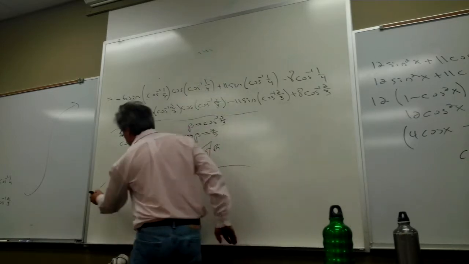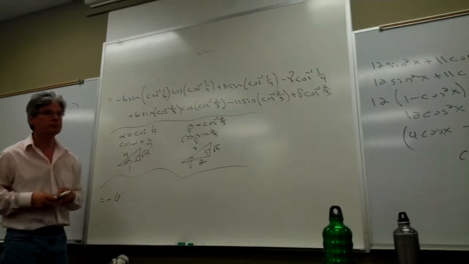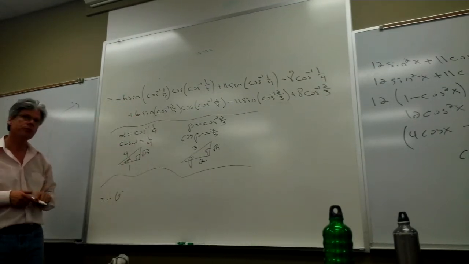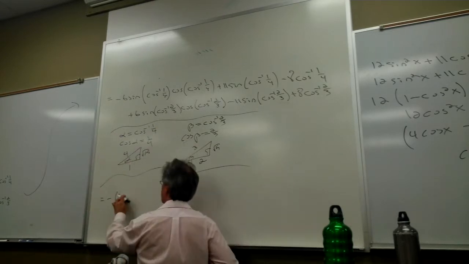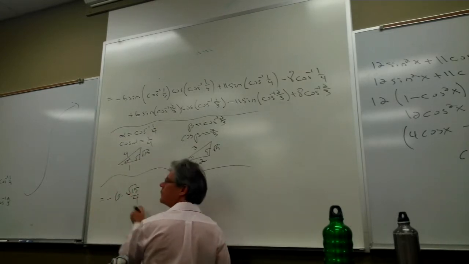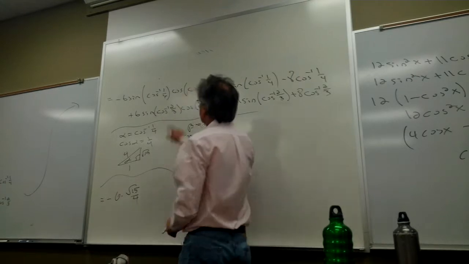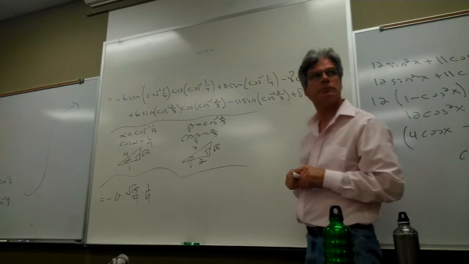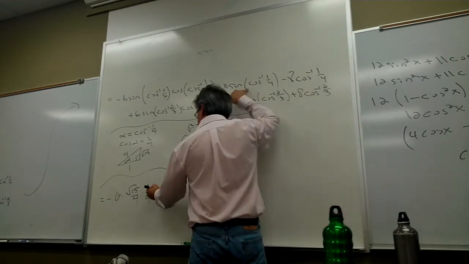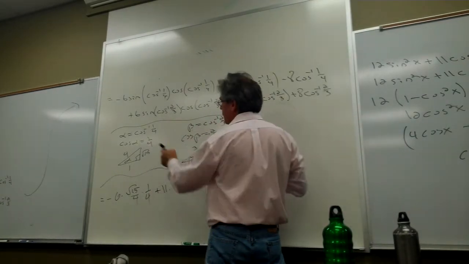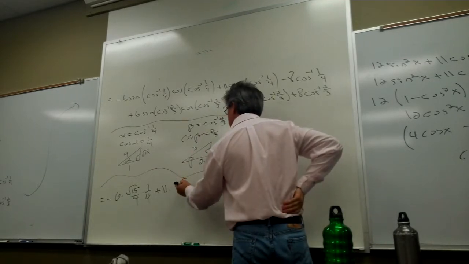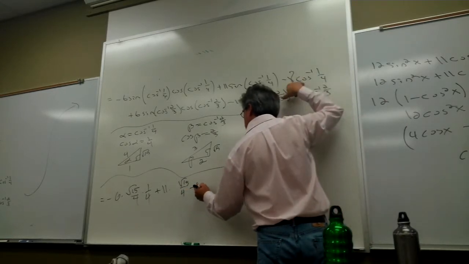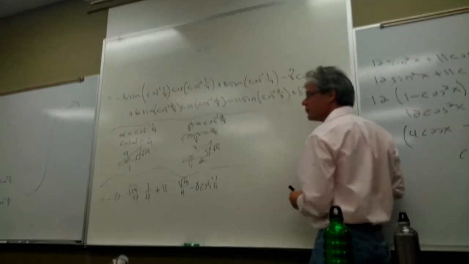Diving in, let's evaluate. I got -6 times, here we go, the sine of the angle alpha. Look at the picture. Its sine is just √15/4. But the cosine of the angle whose cosine is 1/4 is a piece of cake. It's just 1/4. Plus 11 times the sine of the angle alpha, but again, we already recognize that as √15/4. Minus 8 times the inverse cosine of 1/4.